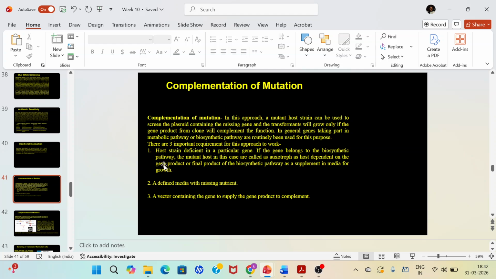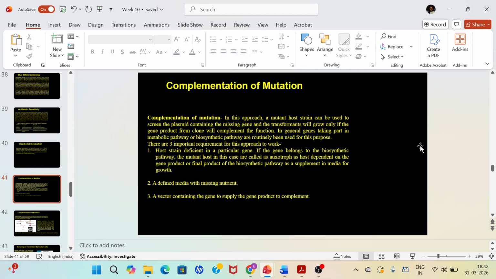There are three important requirements for this approach. One is that the host strain should be deficient in that particular gene. If the gene belongs to a biosynthetic pathway, the mutant hosts in that case are called auxotrophs, and they are dependent on the gene product or the final product of the biosynthetic pathway as a supplement in the media for growth.